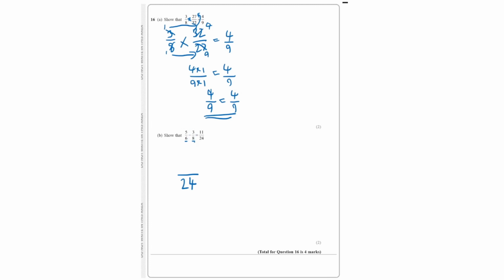So, 24 divided by 6 is 4. 4 times 5 is 20. We copy the subtraction sign. 24 divided by 8 is 3. 3 times 3 is 9. This is equal to 11 over 24. 20 minus 9 is 11. We simply write the same denominator. And this is equal to 11 over 24.